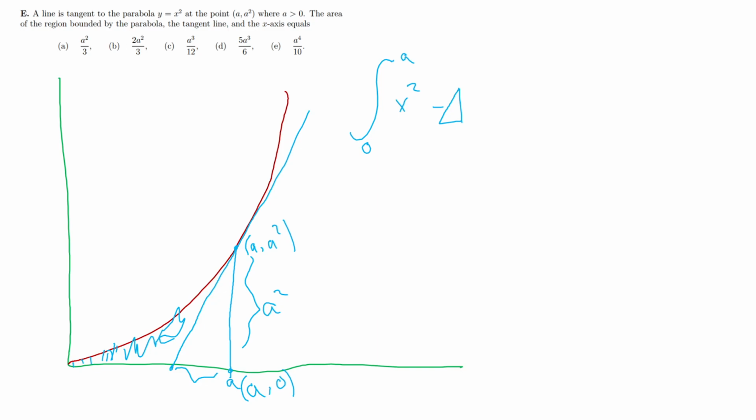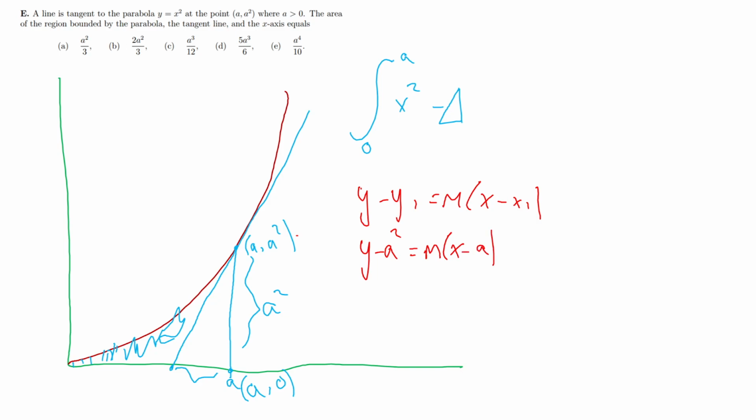Yeah, okay, so if we want to work out our gradient, the general equation of a tangent can be helpful to write as y minus y1 equals m(x minus x1). We have our y1 and our x1 because we have our coordinates here. We have y minus a squared equals m(x minus a).